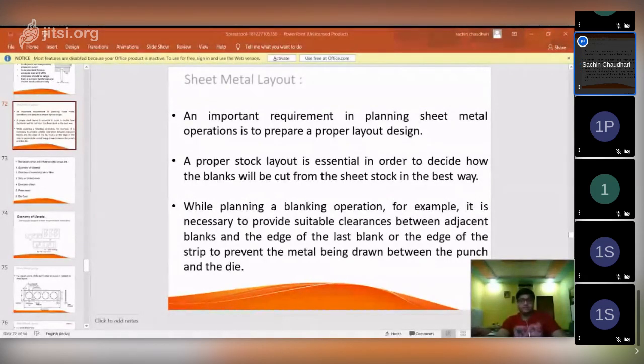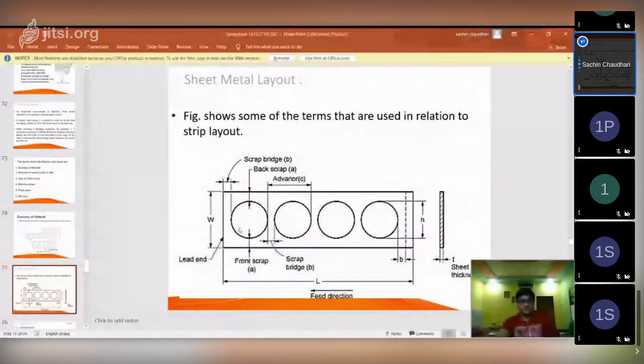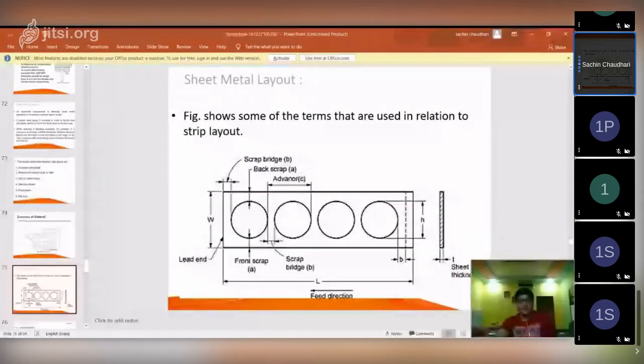Okay, so see, it is an important requirement in planning the sheet metal operation to prepare a proper layout of design. Okay, so see the example. This is the figure. So just look at this figure. This is a circular hole to be cut. So proper arrangement, सर, स्लाइड नाहीये. आता दिसताय? हो सर. So proper arrangement of location of this circle to be cut.